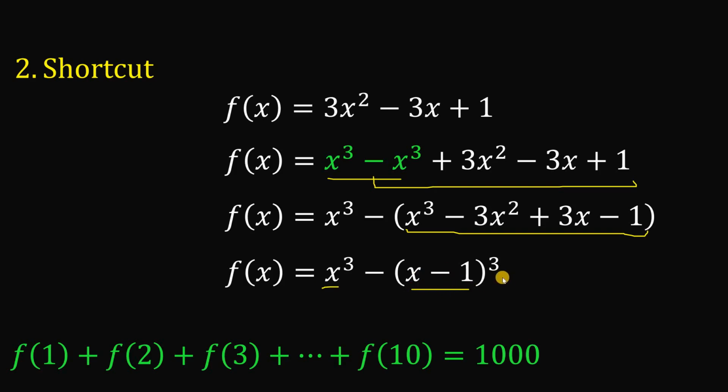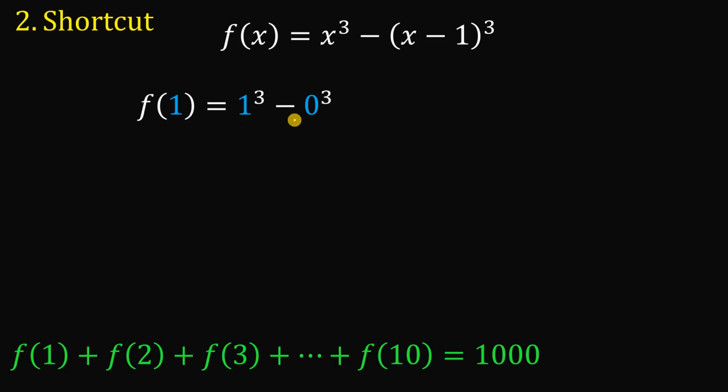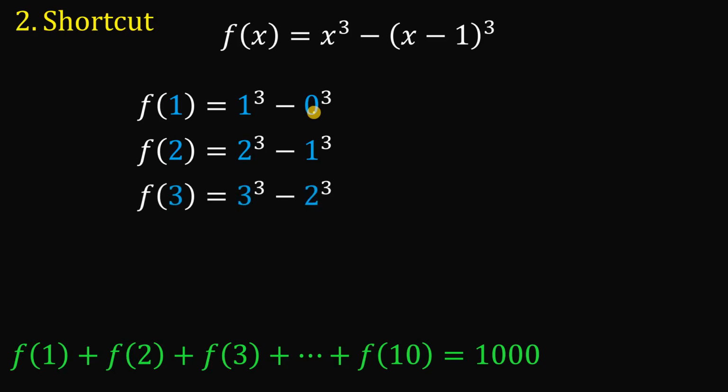Now, let's focus on this f of x, or the value of f of x. Now, let's see what is the value of f of 1. If we plug in x equals 1, we get f of 1 equals 1 cubed minus 0 cubed. Or 1 and 0 are two consecutive integers. Now, how about f of 2? f of 2 is just 2 cubed minus 1 cubed. f of 3 is 3 cubed minus 2 cubed, and so on and so forth, until we reach f of 10 as 10 cubed minus 9 cubed.